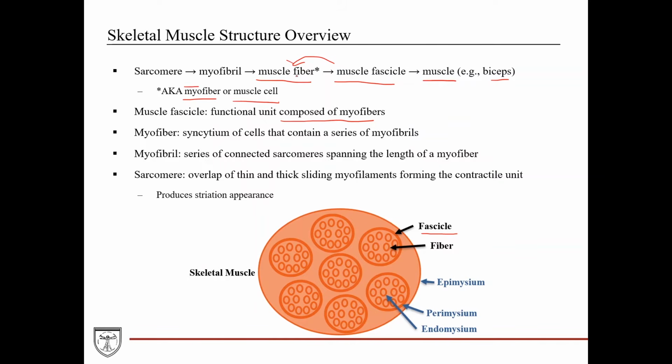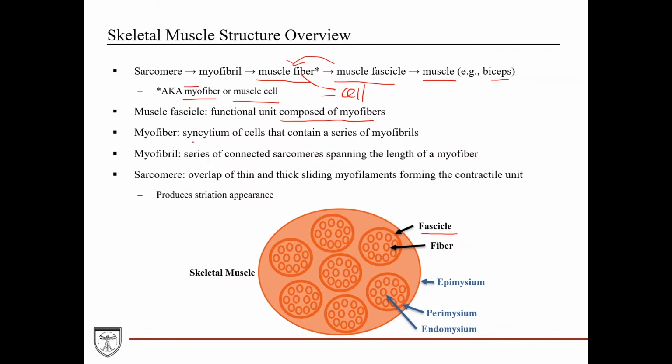So fiber, sometimes we think of a protein or something like that. In this case, it's actually a muscle cell. You got to remember that in this case, it equals a cell. So this is the muscle cell itself. And so these muscle cells are bundled together essentially as fibers. And then they're bundled within these muscle fascicles, which are then bundled together to form the entire skeletal muscle.